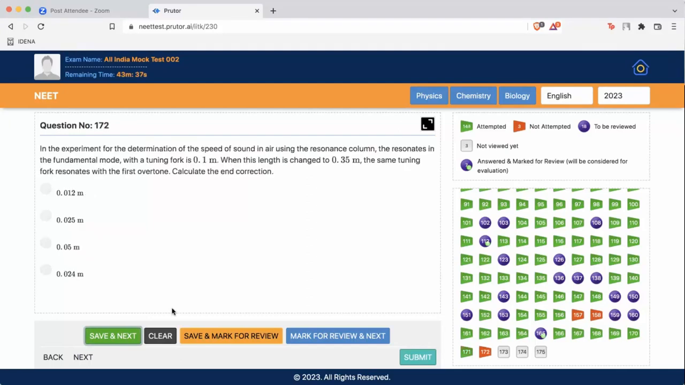So here we're just doing beats. The beats is nothing but the frequency. 10 by 3 is equal to n1 minus n2.